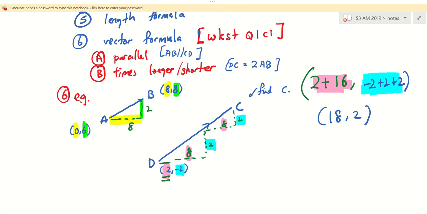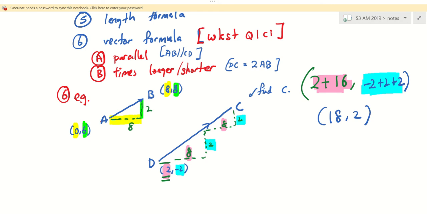How do I know? Because my starting point, Zahira, my starting point is 2 for x. This is already at 2. How many steps must I walk to the right? 8 and 8. So together I must write 8 plus 8. So I'm at 2 currently. Where's my ending point? 2 plus 8 plus 8, horizontally. So 2 plus 16.